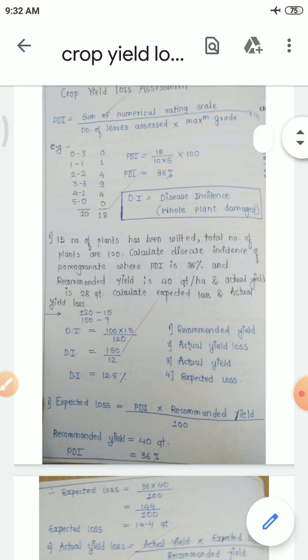Okay, so first of all, to solve that problem, you have to write all the given values first of all, isn't it?